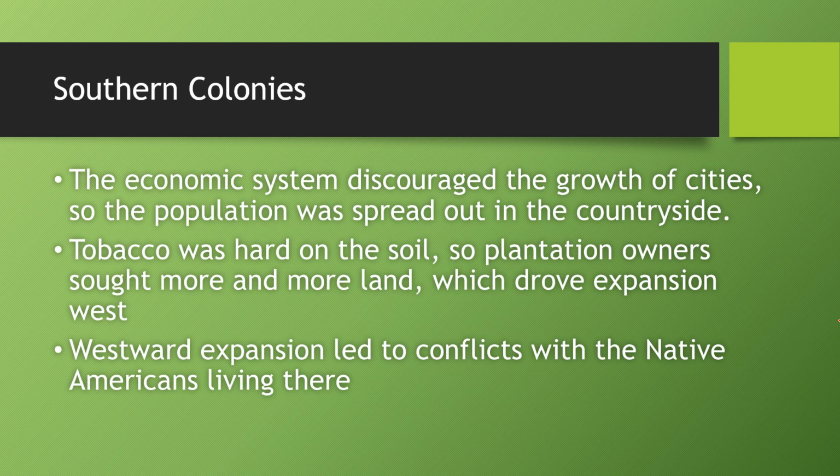Tobacco itself was very hard on the soil and depleted the soil. So these large plantation owners continually sought access to more and more land, and that's going to drive expansion westward. That westward expansion is going to end up leading to conflicts with Native Americans who were living there, because the Native Americans had access to more land, and the British wanted to take the land from them so they could grow more tobacco.